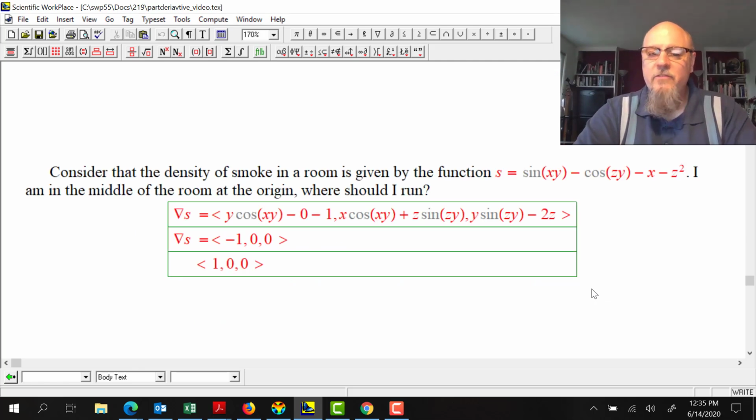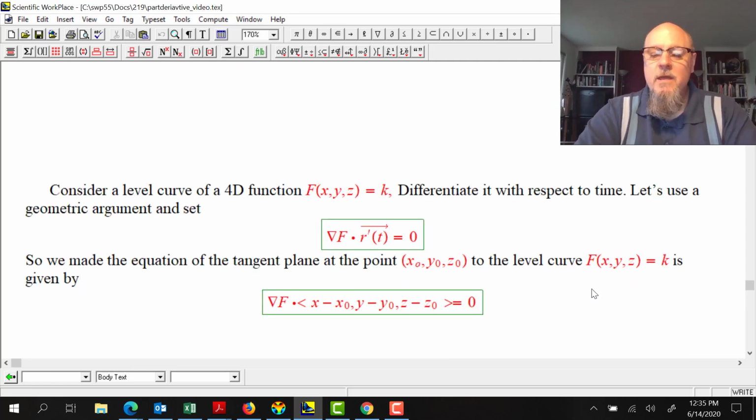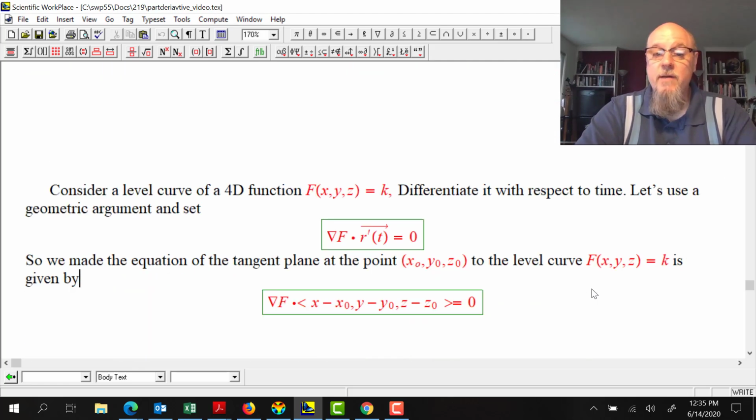Now, gradients are also useful for other things. So let's think about this as an idea. Consider a 4-dimensional function, like we had with the smoke here, but I'm taking a level curve of it. So I've got a function of x and y and z, and I'm taking a level curve where the function, the density of smoke, I guess, is equal to the constant k. If I were to differentiate this with respect to time, this looks like how we derived the gradient.